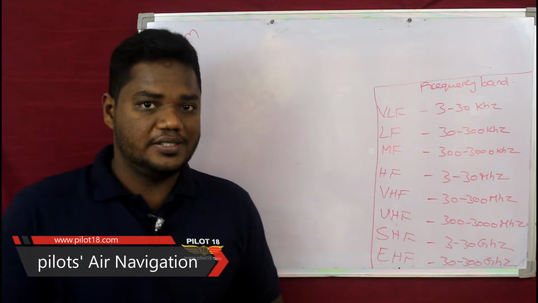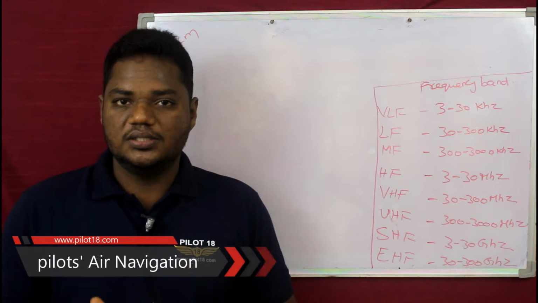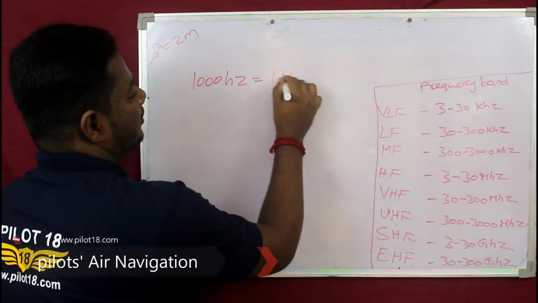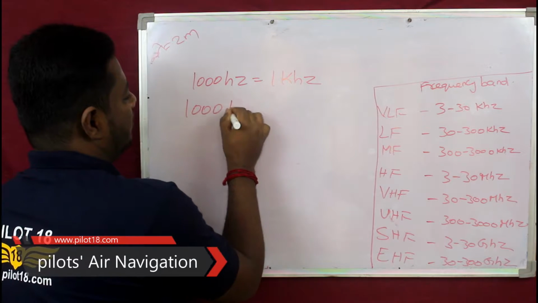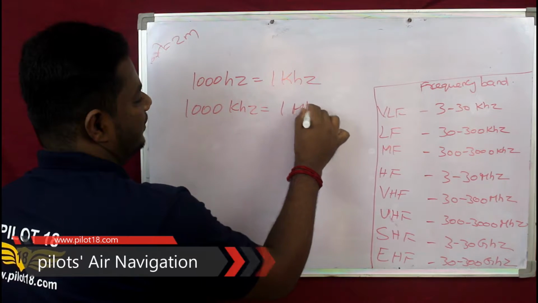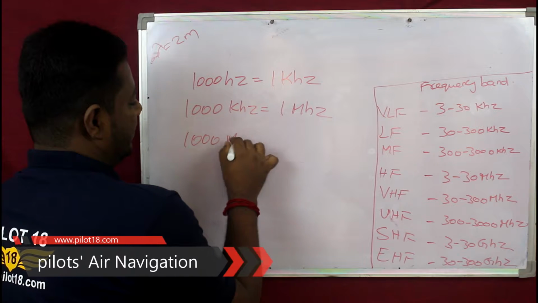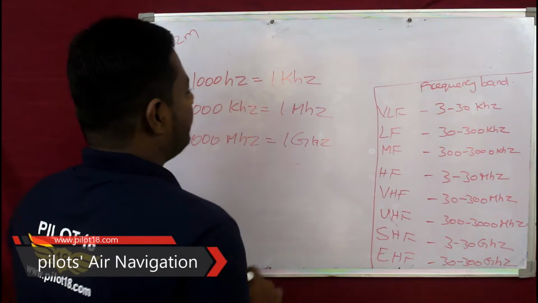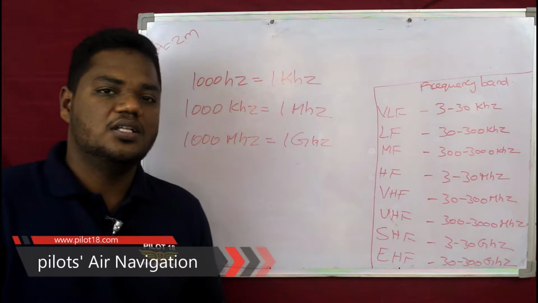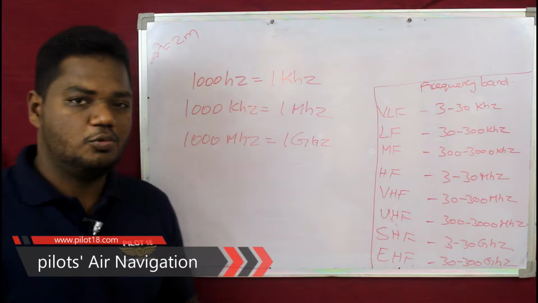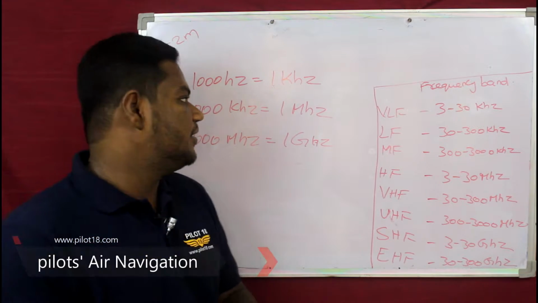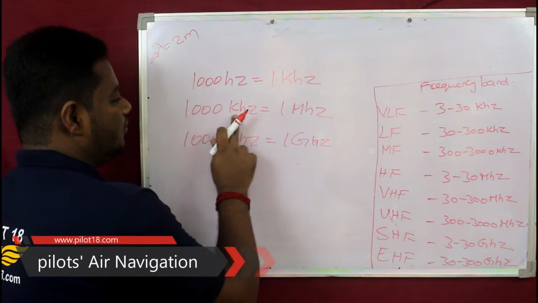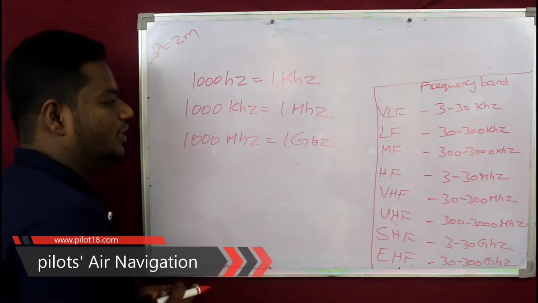So now we know what hertz is: number of cycles per second. So 1000 hertz equals 1 kilohertz. 1000 kilohertz equals 1 megahertz. 1000 megahertz equals 1 gigahertz. It's like kilobyte, megabyte, gigabyte: 1000 KB is 1 MB, 1000 MB is 1 GB. Likewise, 1000 hertz equals 1 kilohertz, 1000 kilohertz is 1 megahertz, 1000 megahertz is 1 gigahertz.